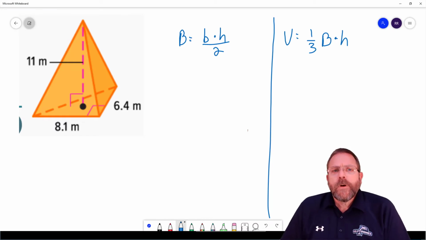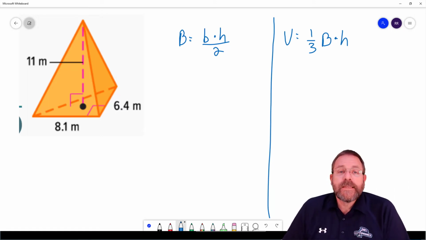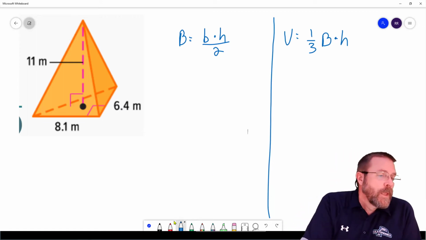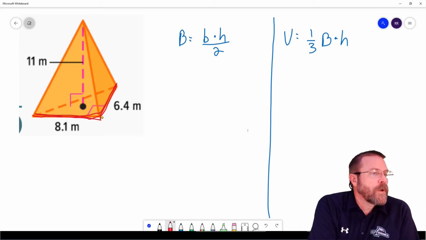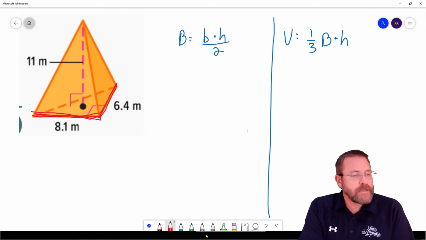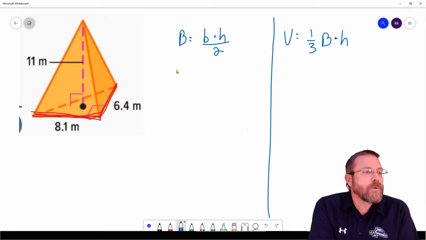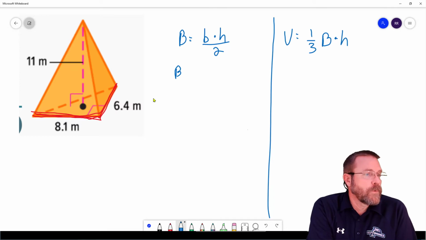Alright, I set my problem up recognizing that the base is a triangle, so for the base area I use the formula for area of a triangle, which is base times height divided by 2. Now I'm going to remember that my base and my height meet at right angles, like I see right here. So I have a right angle right there on that triangle. That is going to be the base and the height of my triangular prism, or my triangular base.